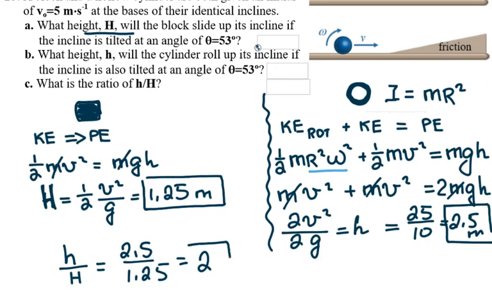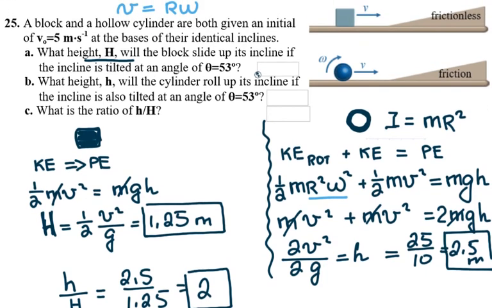So the cylinder, the hollow cylinder, because it had more energy, it will reach twice the height of the disk, because the disk only had the kinetic energy, the motion kinetic energy.